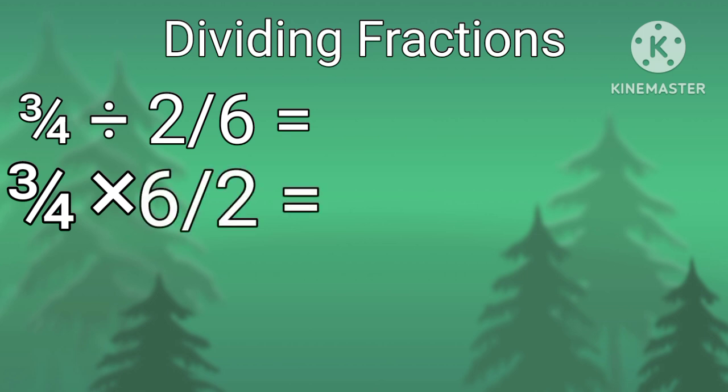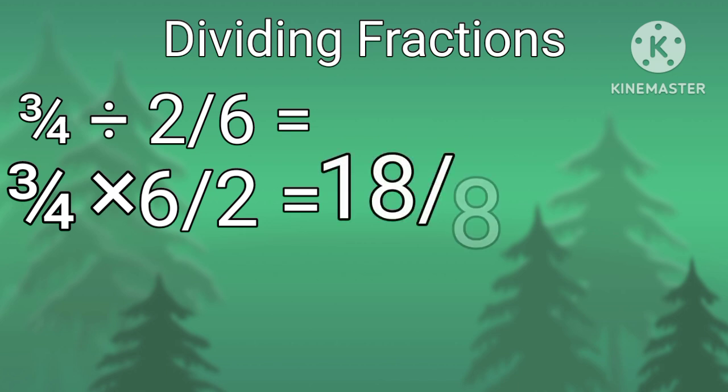So our new problem is going to be 3 over 4 times 6 over 2. So we're going to multiply those. As explained by Lexer, we need to multiply the numerators. So we have 3 times 6 is equal to 18, and 4 times 2 is equal to 8. So the answer is 18 over 8.